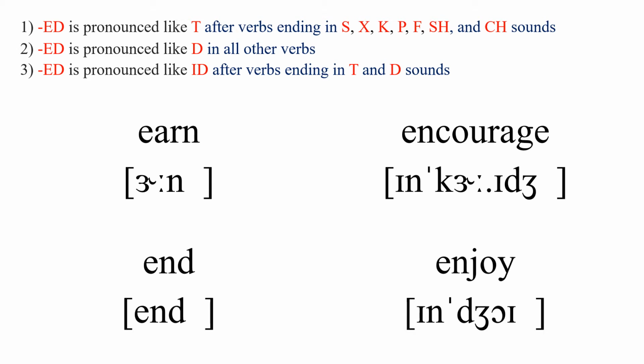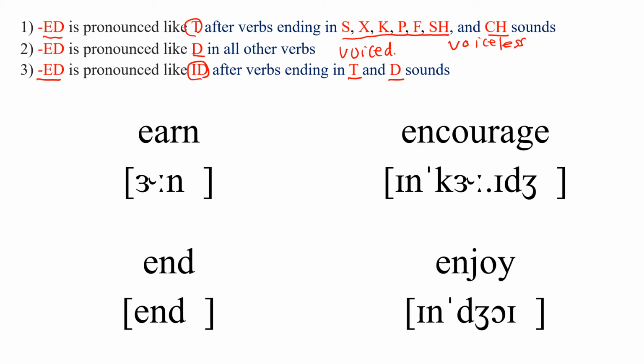Today we are going to study the ED sound in regular verb past tense. First, ED is pronounced like T after verbs ending in S, X, K, P, F, SH, and CH, which are voiceless sounds. Number two, ED is pronounced like D in all other verbs. In this case, it's going to be voiced. And number three, ED is pronounced like "id" after verbs ending in T and D sounds.